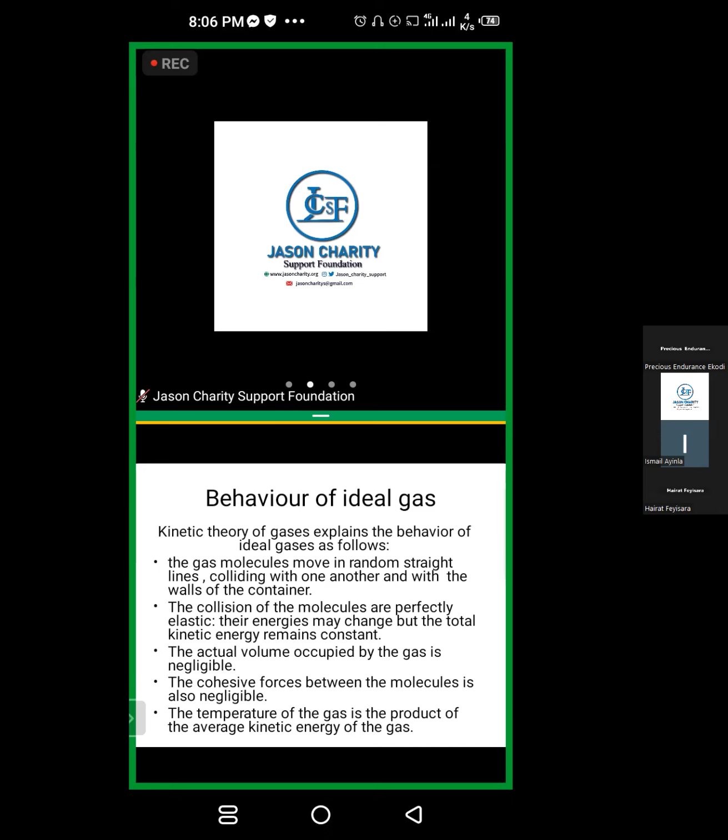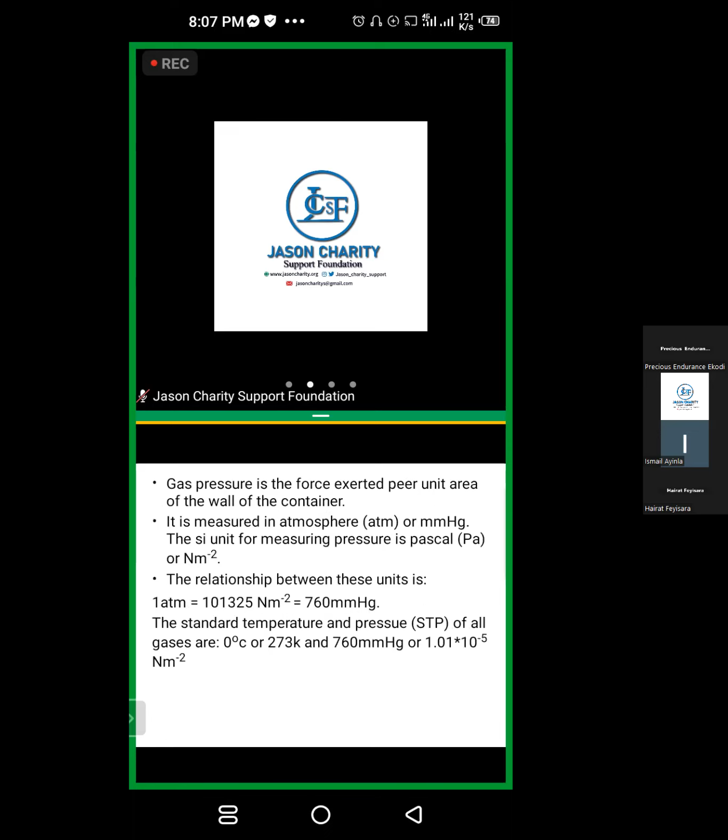So now, with these, we'll talk about the laws that gases obey. Before we move to that, please, let's still talk about some things like gas pressure. Gas pressure is the force that's exerted per unit area of the wall of the container. The amount of force exerted by the gas per area of the container in which it is found is gas pressure. And it is measured in atmosphere or millimeter mercury.